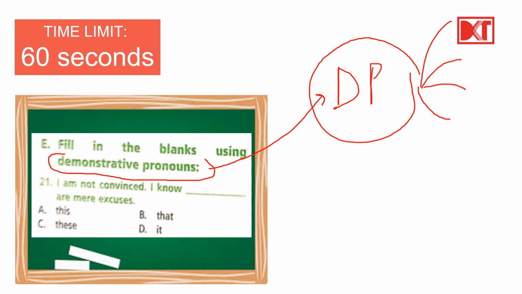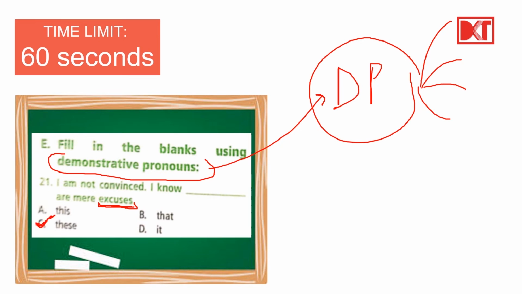So the sentence here is, I am not convinced. I know dash are mere excuses. So here, first we should see it has to be singular or plural. Now we are referring to excuses. Excuses is plural. So in this option, it is fairly easy for you because the only option for plural is C.